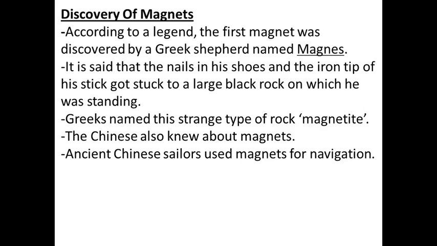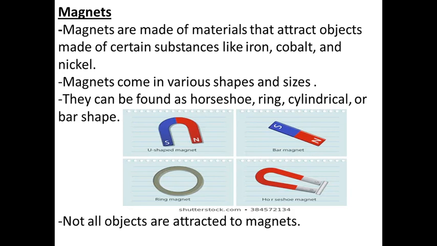A Greek shepherd discovered a magnet when he was standing on the rock and that rock attracted his stick, which is made up of iron. At one end iron is there, so that stick was attracted towards that rock, and like that there is a discovery of magnet. Okay, and that rock name is magnetite. Understood the discovery? Yes. So see, what are magnets? A magnet is an object that attracts other objects which are made up of iron, cobalt and nickel.